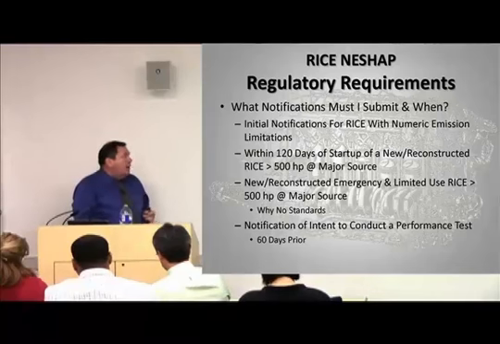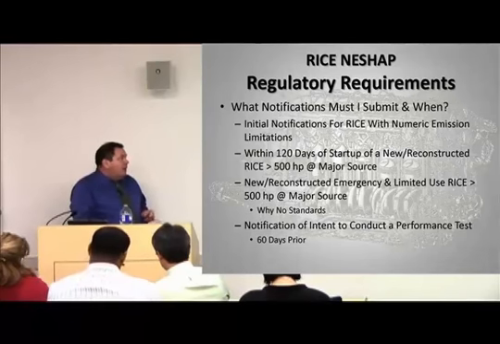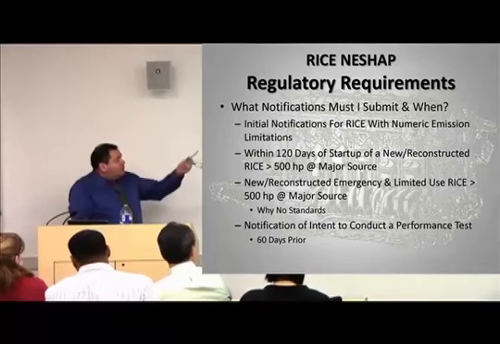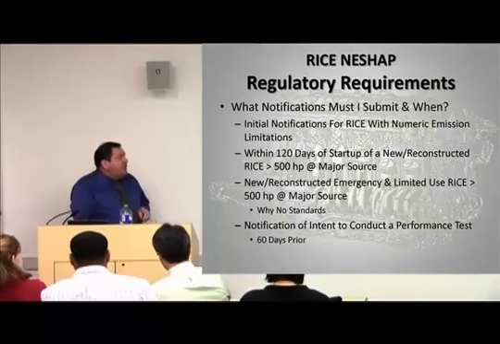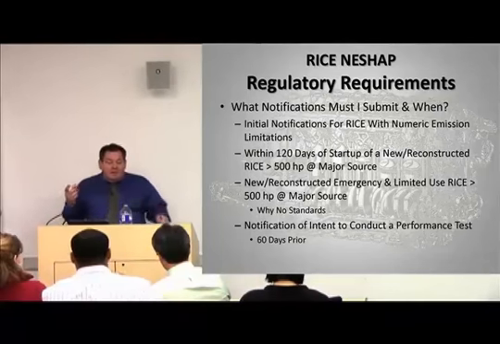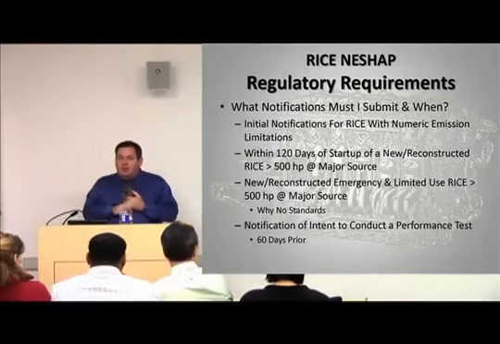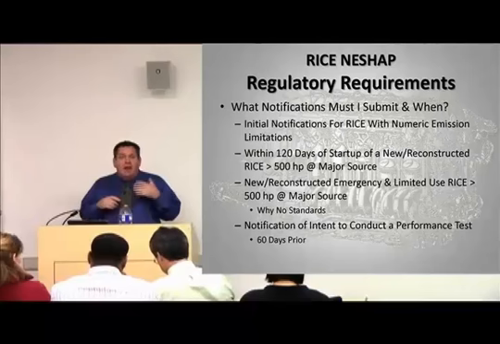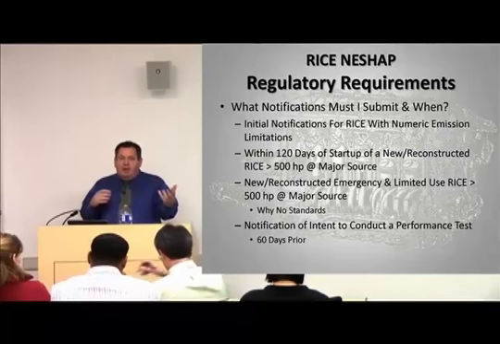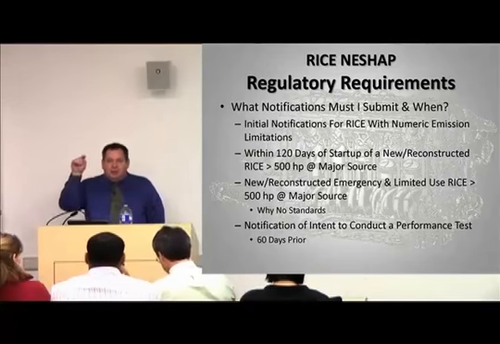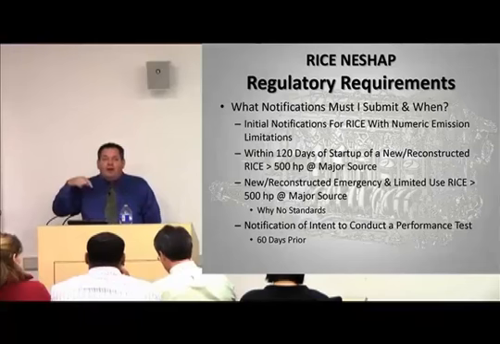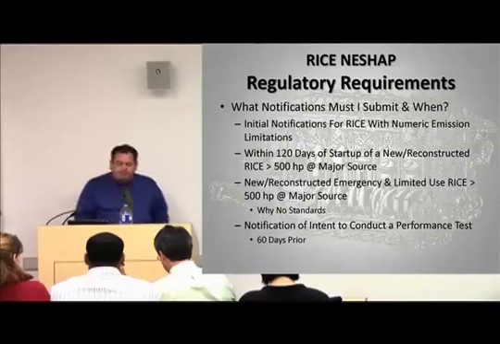So within 120 days of startup of a new or reconstructed RICE greater than 500 horsepower at a major source, and then the other one's also, this is for reconstructed emergency and limited use RICE at 500 horsepower at a major source. If these limited use and emergency use engines greater than 500 horsepower at a major source, they only have a notification requirement. So your requirement is to tell your administrator why you feel these are greater than 500 horsepower, why you feel they're emergency engines, and why you feel they're limited use engines.